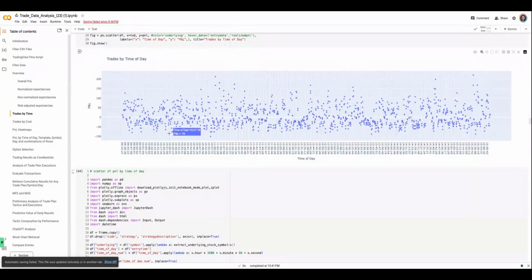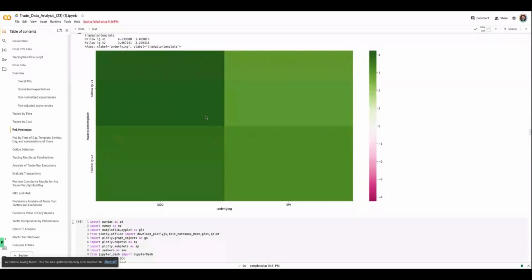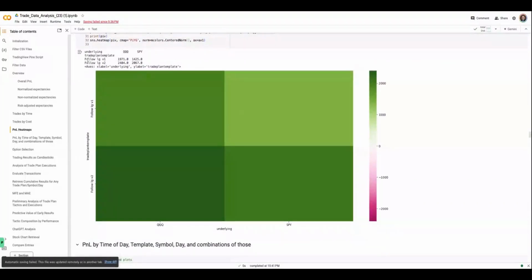Now we are looking at SPY and the Qs on both V1 and V2. So let's actually go to the heat map. This is the one in dollars. So this is V1 on the Qs, V1 on SPY. So you can see that overall the Qs have outperformed SPY by a bit. Not a huge amount, but enough. So that's why I traded the Qs. And V2 has done better, but V1 has not done badly.